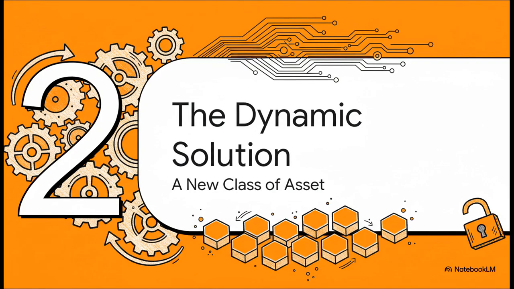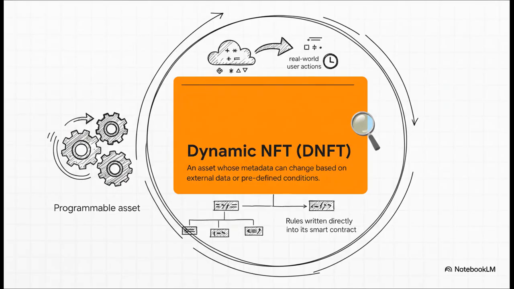So, how do you fix all that? Well, the answer isn't some small patch or a minor update. It's a brand new class of asset, a whole new way of thinking, the dynamic NFT. At its heart, a dynamic NFT, or a DNFT, is a programmable asset. Its DNA isn't set in stone. Its features can actually change based on what happens in the real world, what a user does, or based on rules that are coded right into its smart contract. And this is where it starts to get really, really interesting.